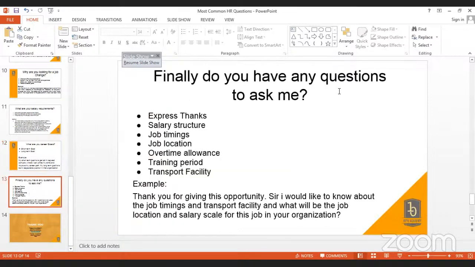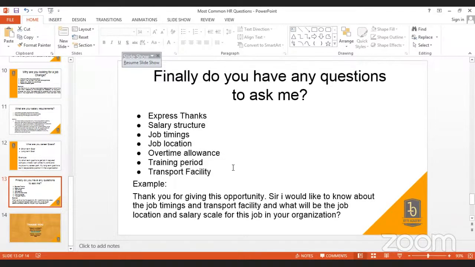Finally, the interviewer would ask you, do you have any questions for them or not? So always express a token of thanks and always ask about the salary structure. What is the enhanced salary? I mean, if they have any deductions or not. You can also ask about the job timings, job location, overtime allowances, transport facility, training period, and all. If you ask all these things, the interviewer would get a sense that you are much more interested in the job.